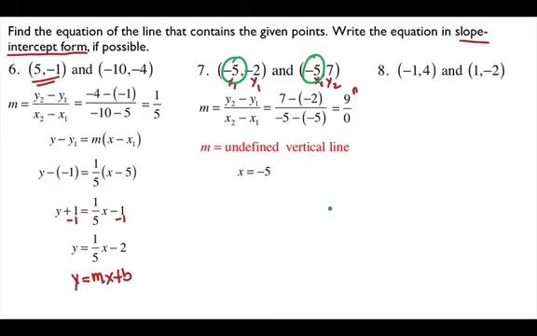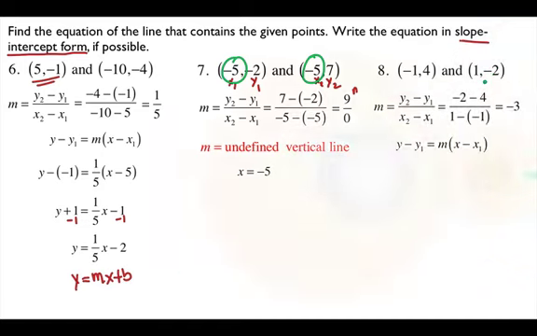Same process. Find the slope first. Once you simplify this, you end up with -3. I have my slope. I have my 2 points. I'm going to choose to work with, I'm going to plug this information, then the slope and this point into my point-slope form. Once I do that, this is what I get.